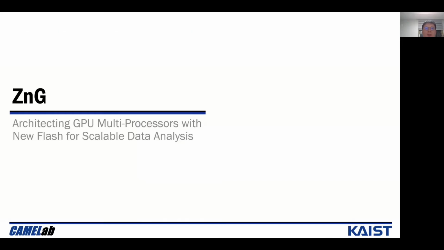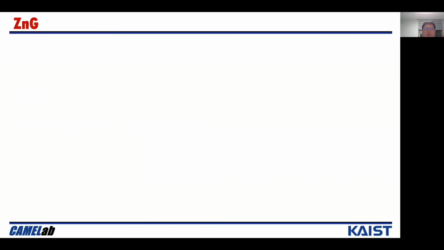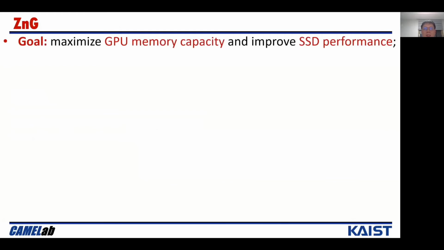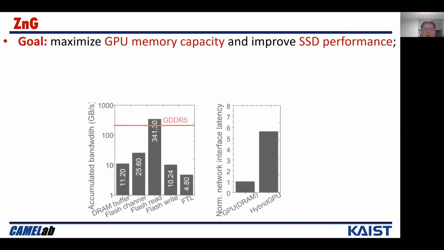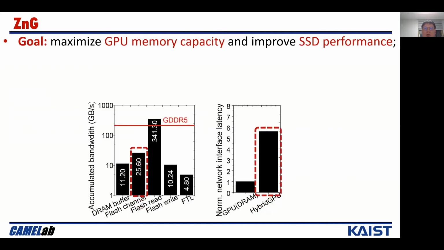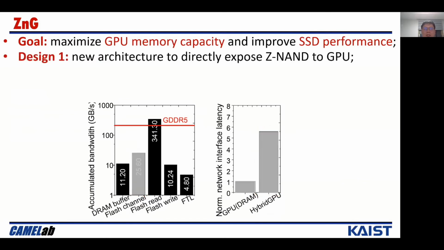So we propose ZnG, which is a new GPU SSD architecture. ZnG can maximize the GPU memory capacity by fully replacing the GPU internal DRAM with ZNAND packages. It also can significantly improve the SSD performance. Considering that the flash channel and the network interface can constrain the performance of ZNAND, we designed an architecture to directly expose the ZNAND to the GPU.